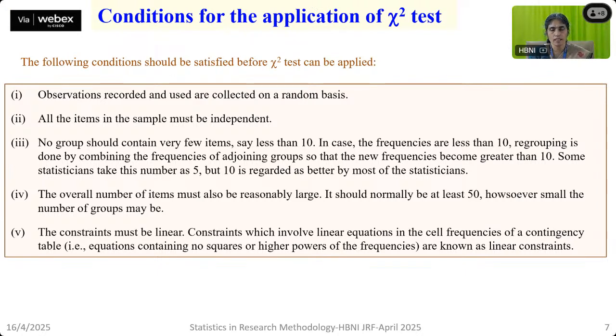When should we apply the chi-square test? Earlier we had seen the comparison between Z and T table, when to do which test. Here, the chi-square test is applied when the observations are normally distributed. This is also a statistic for application to random variables. So the presumption is that the data are collected on a random basis.